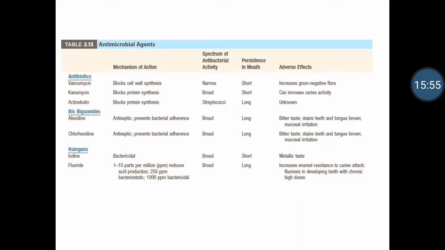This is the tabular column which shows the various antimicrobial agents. Either they could be antibiotics, bisguanides, or halogens. Antibiotics include vancomycin, kanamycin, and azithromycin. Bisguanides include chlorhexidine and alexidine. Halogens include fluoride and iodine. Just now we have understood their mechanism of action in preventing caries.